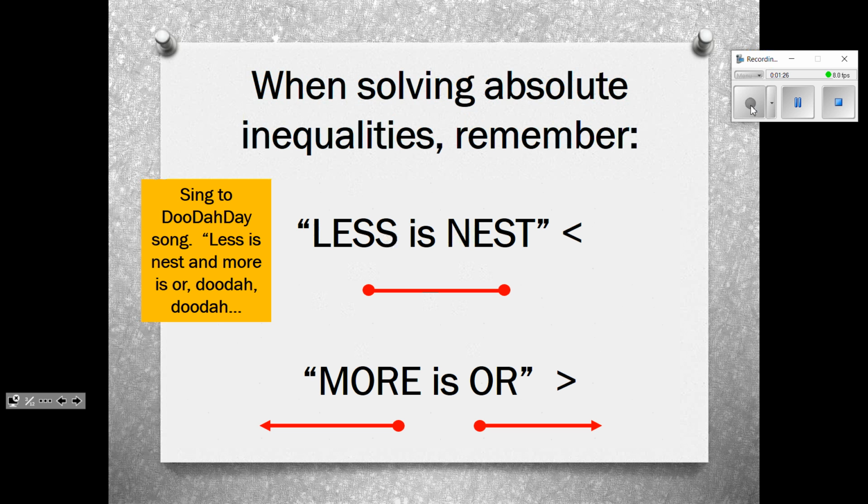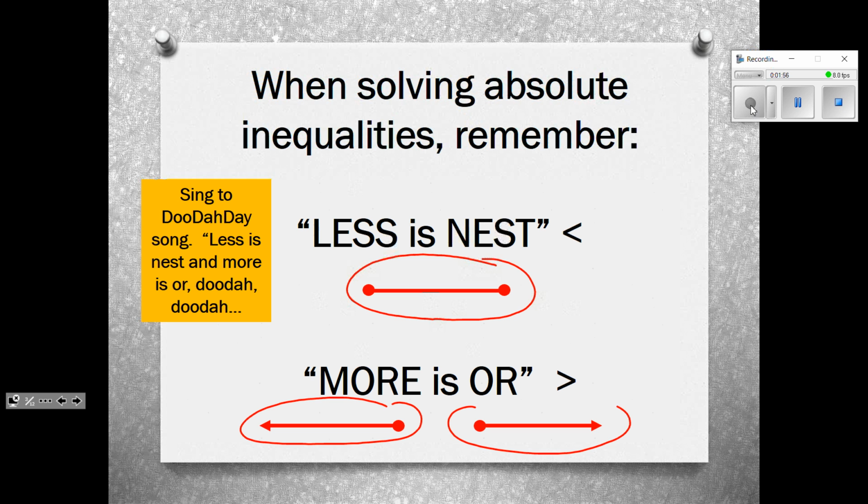More is referring to the greater than sign. More is or, like the oars of a boat. So there was a boat right here, and these are their oars. It means that it's going to be greater than one number and less than another number, but the possible solutions are not what is in between the 2 points. It goes out from those 2 points. So with less than, you create a nest. With more, you create oars that go out like this. Less is nest and more is or.